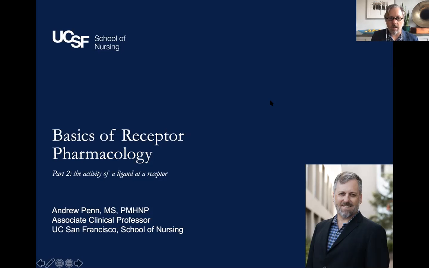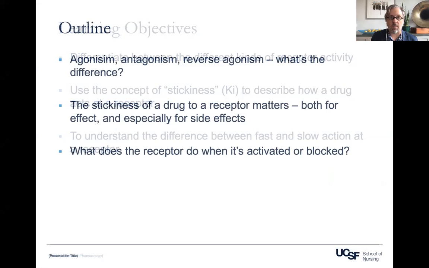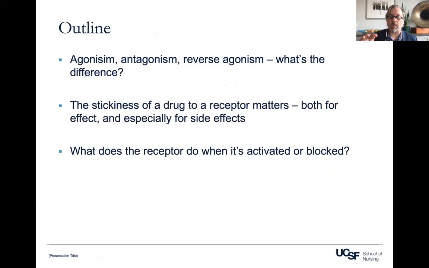All right, so in this talk, we're going to talk about the different types of receptor activity and the concept of stickiness or dissociation constant, or Ki, to talk about how a drug attaches to a receptor, not attacks, attaches, and to understand the difference between fast and slow action at a receptor. We're going to talk about the differences between agonism, antagonism, and reverse agonism, and why that stickiness of the receptor matters, and what the receptor does when it's either activated or antagonized.